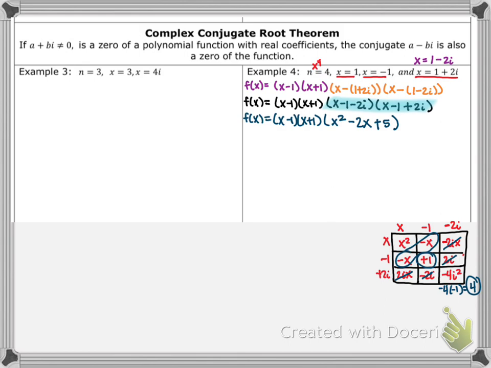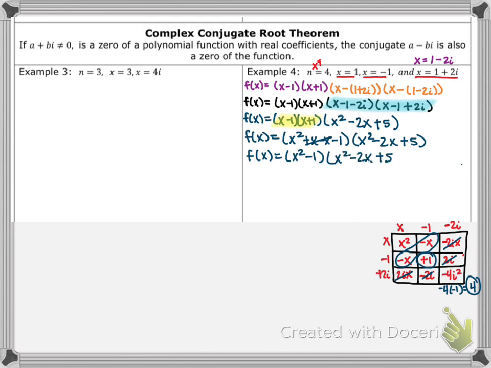Now let's go ahead and simplify this first part right here, this x plus 1, x minus 1. So when I multiply that, you're going to get x squared plus x minus x minus 1 times x squared minus 2x plus 5. And again, these middles cancel, so I really just have x squared minus 1 times x squared minus 2x plus 5. And again, you can either FOIL that or use box, but I'm going to come down here and I'm going to use another box.